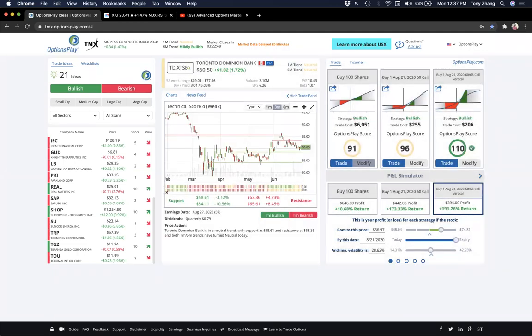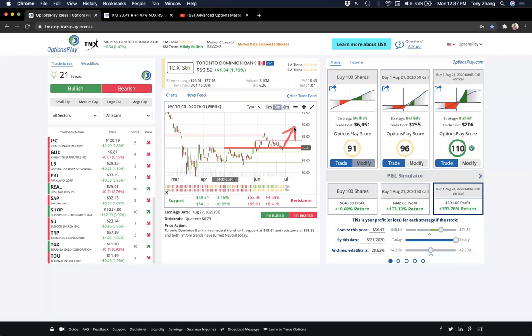So let's just say, for argument's sake, we're going to take a bullish view here on TD, and we think it's going to move higher. We want to look at what option strategies make sense. If you're bullish here on TD, I would argue that you should probably target somewhere in the $66 range as your first target to the upside. Options here actually look relatively cheap on TD. A call option has a score of 96, a call vertical has a score of 110.